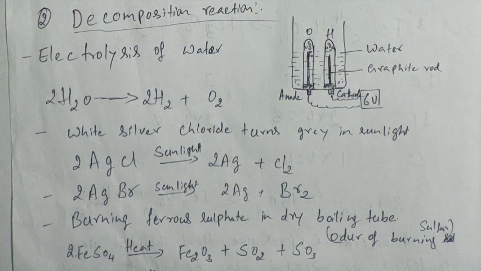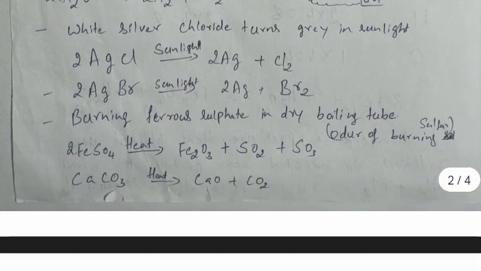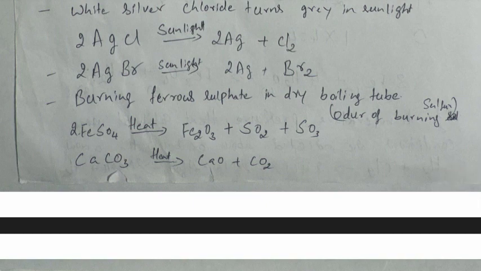Next, we can decompose by the help of sunlight. The best example is silver chloride, AgCl. If we keep the silver chloride in the sunlight, it is decomposed into silver and chlorine. The next example is silver bromide. If you keep silver bromide in open sunlight, it will divide into silver and bromine.